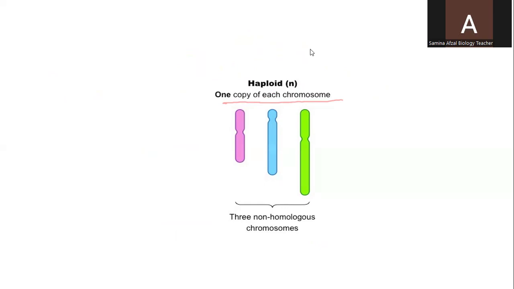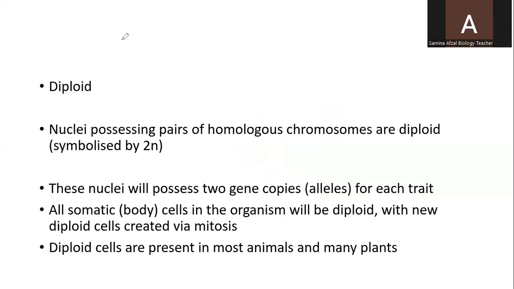And in the next slide, we will discuss the diploid number of chromosomes. Diploid number of chromosomes, when there are two sets of chromosomes, that is 23 plus 23, they will make up 46 chromosomes, and we call them the 2n number. So these nuclei will possess two gene copies or alleles for each trait. And in the haploid, there was only one copy, but in this case, there are two copies.